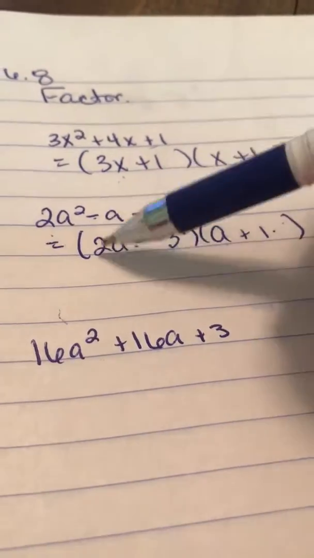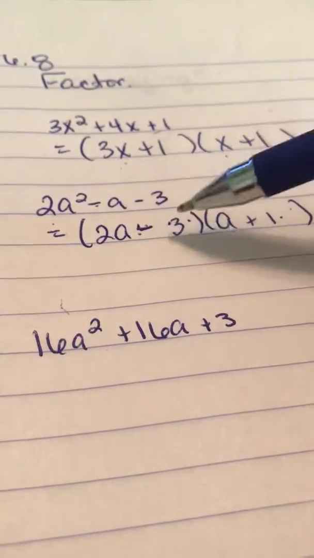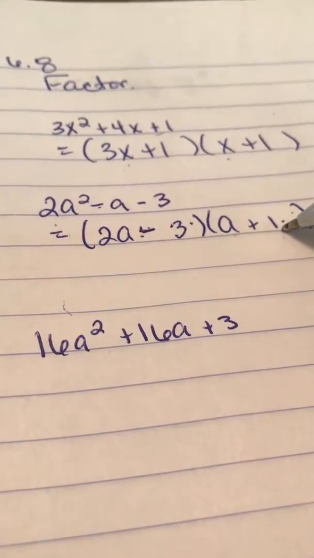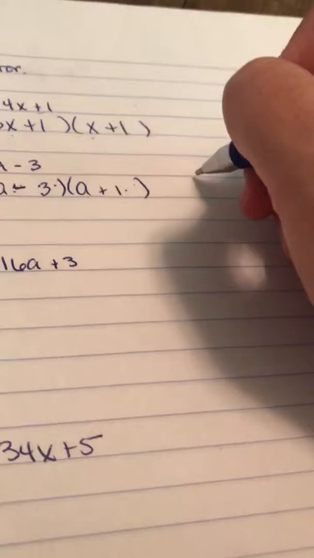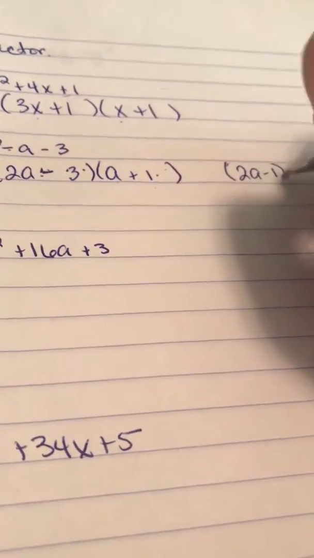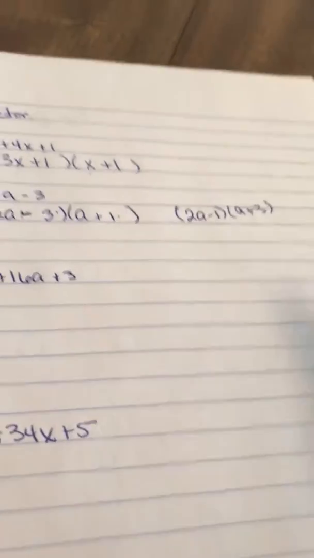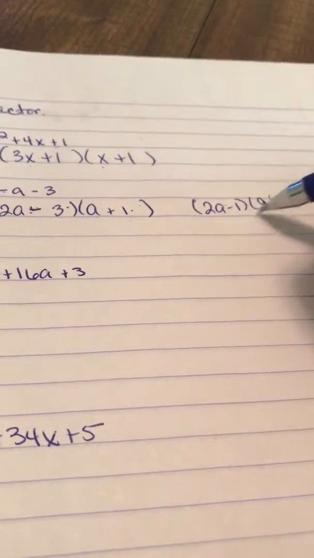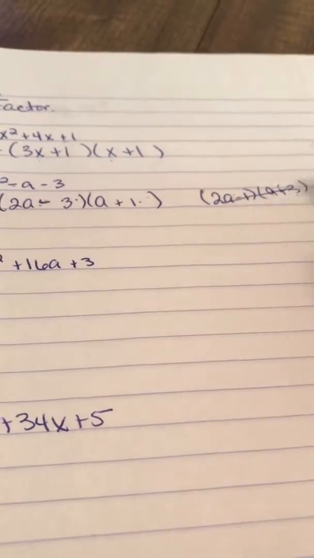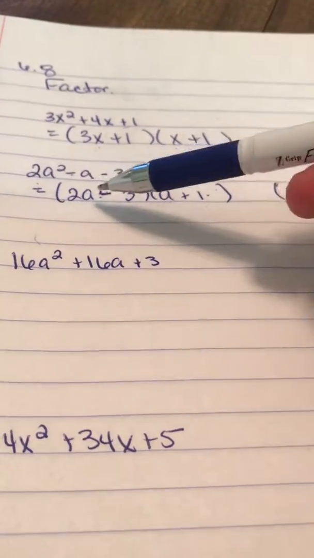2a times a is 2a squared. 2a times 1 is 2a, minus 3a gives me negative a, and then negative 3 times 1 is negative 3. So this way works. If you had tried 2a minus 1 times a plus 3 first, then you would have 2a squared. 2a times 3 is 6a, minus a is 5a. So you can just cross that out and say, okay, no, that doesn't work. So these you can still do guess and check fairly easily.